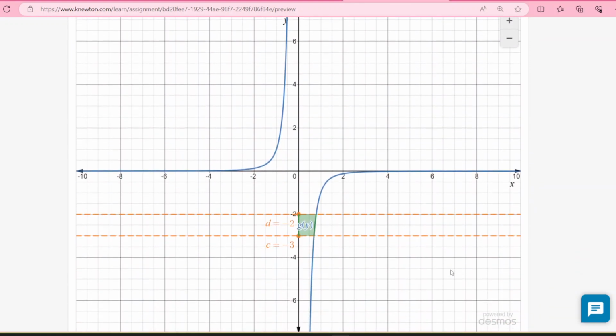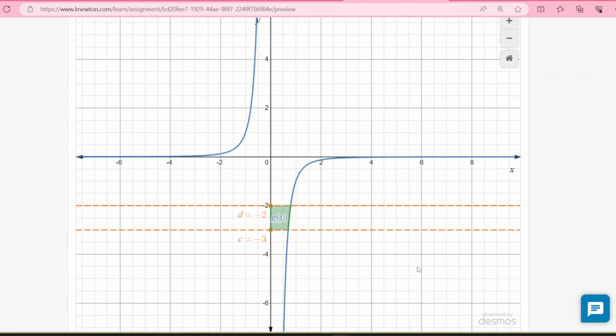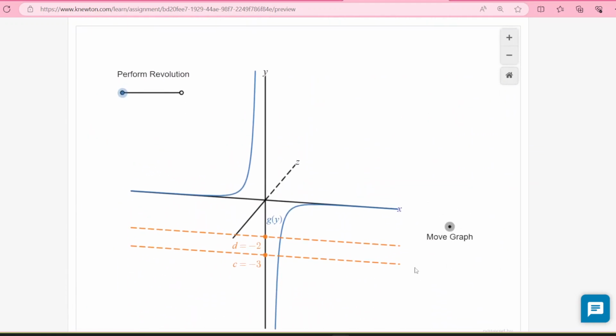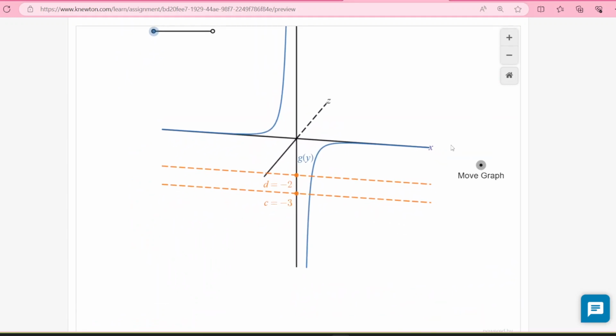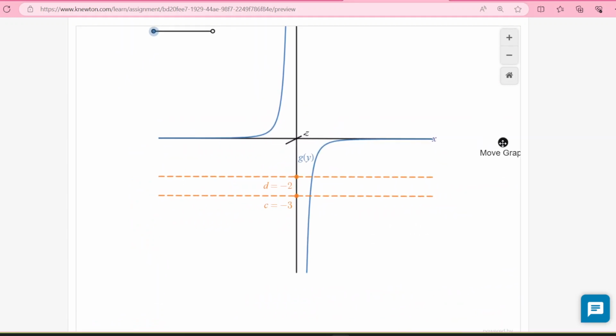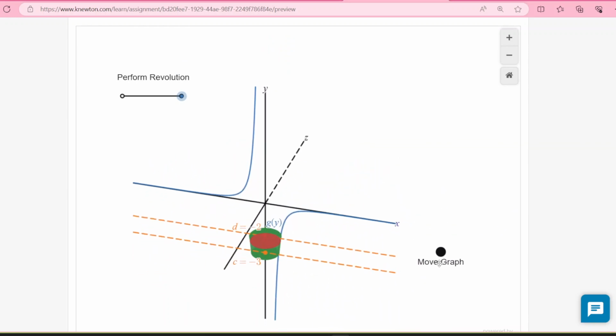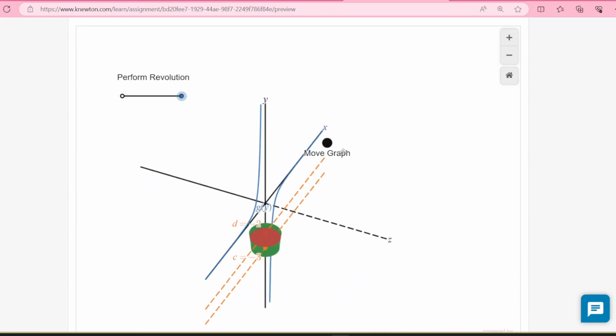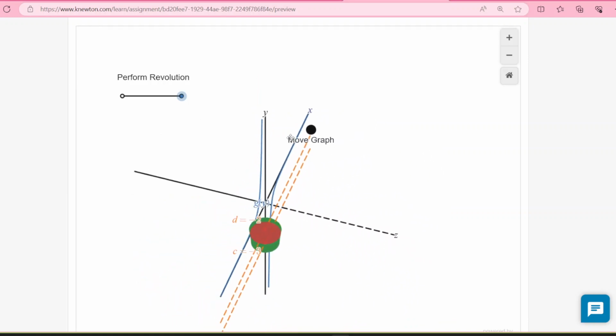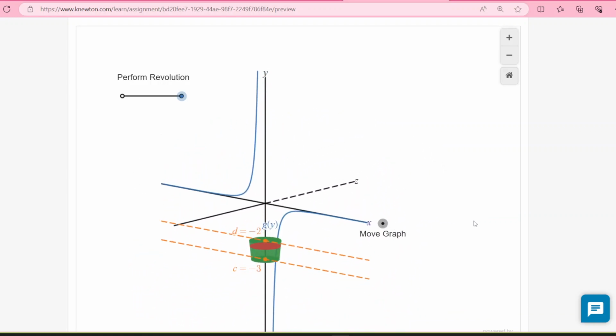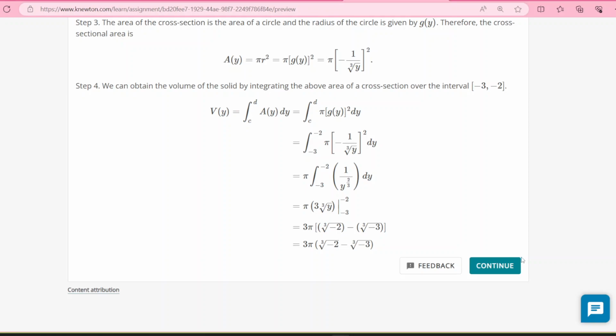All right, and then again, they're showing you the region, right? This was our region. And then what happens when we rotate it around the y-axis, right? Let's see this region when we rotate it around the y-axis. You see it creates this 3D figure. There's a slice of it, a disk, with the red. And we found the volume of this 3D shape that was created. Great.